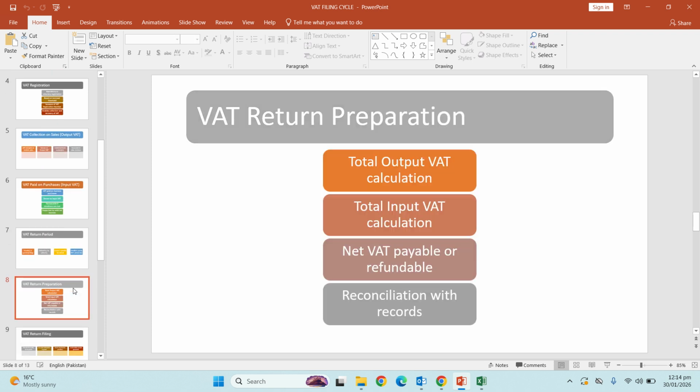So here is the VAT return preparation. Before filing the VAT return, businesses calculate total output VAT and total input VAT for the tax period. The difference between the two determines whether the VAT is payable to the tax authority or refundable to the business.